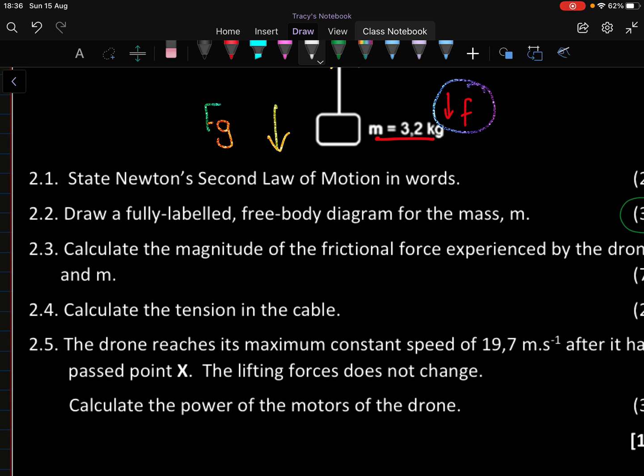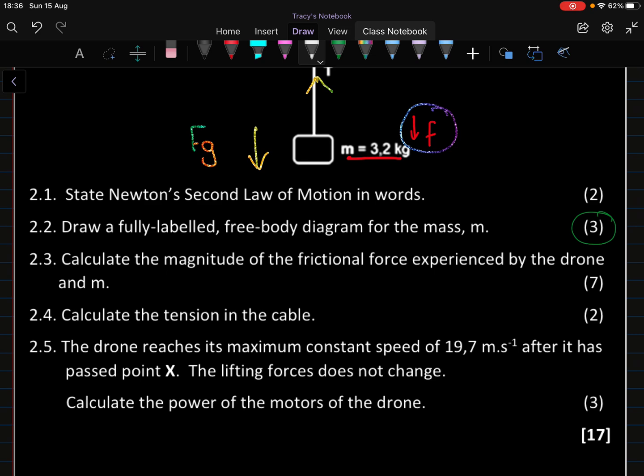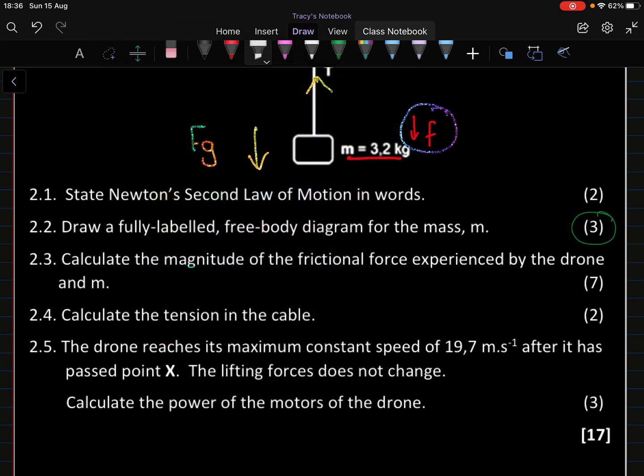Now we get to the fun question. Why do I say it's a fun question? Because it's worth 7 marks, which means there's lots to do with it, okay? So you look at it and you go calculate the magnitude, size, of the frictional force experienced by the drone and M. The nice thing is both of them have the same friction.